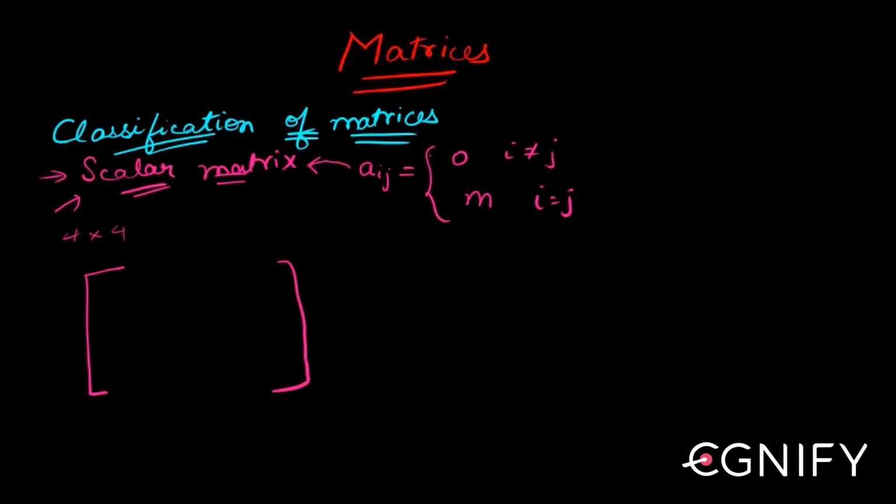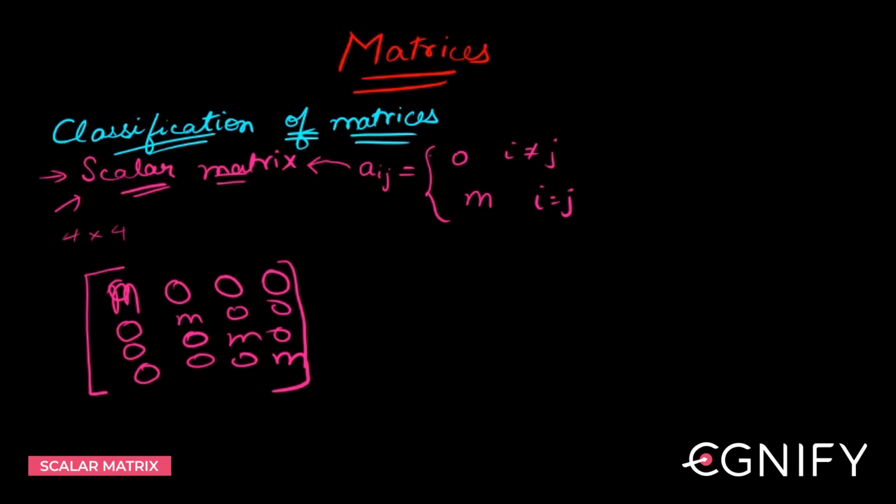So this will be your A11 element. Here i is equal to j, so A11 should be equal to some m, right? Then this will be your A12 element, which will be 0, A13 will be 0, A14 will be 0, because for all these three i is not equal to j. Then you'll start with a 0 again, put an m, and put 2 more zeros. Then 0, 0, m, 0, and 0, 0, 0, m. How did I fill this? This is your A44, right? This particular element is your A44, so i is equal to j.